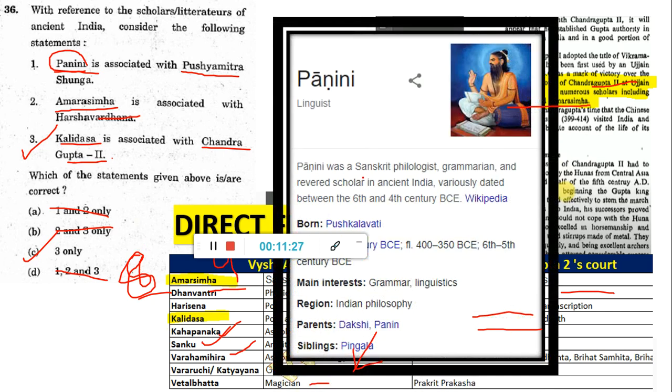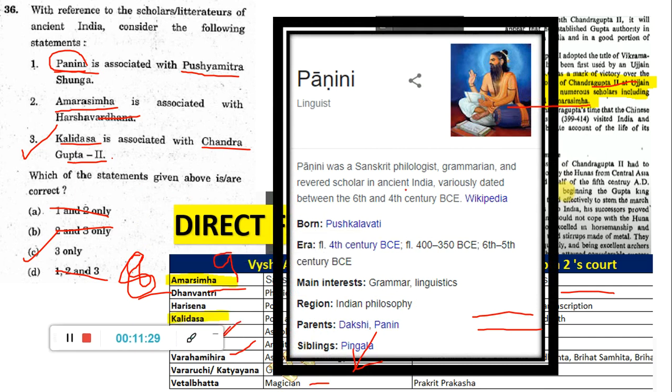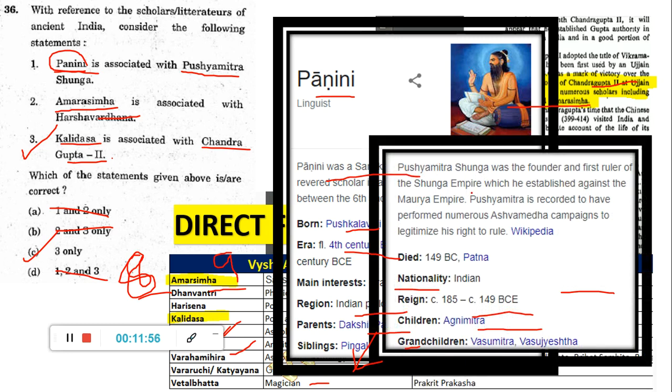Now about the other two personalities: Panini, if you see, there are numerous questions about him even in our ancient history test series. So for future learning, I'm giving it to you in one screenshot. He was born in Pushkalavati, and the 4th century BC is his timeline, a grammarian, a linguist. Try to find out what is the famous book which Panini wrote. That is a UPSC question. There is a book which he wrote on grammar. Then parents and siblings. This is Panini's timeline, 6th to 4th century BC, 400 BC. Pushyamitra Sunga will be, if you see, 149 BC, so it is much later than Panini.